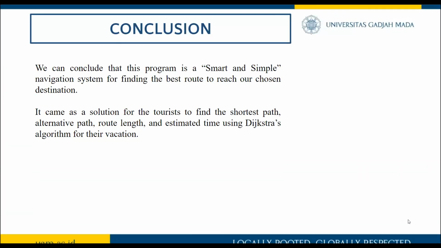So in conclusion, we can conclude that this program is a smart and simple navigation system for finding the best route to reach our chosen destination. It came as a solution for the tourists to find the shortest path, alternative path, route length, and estimated time using Dijkstra's algorithm for their vacation. So we can conclude that the implementation is successful.